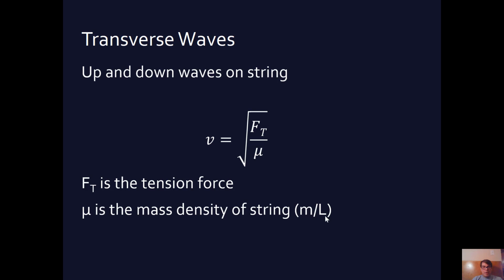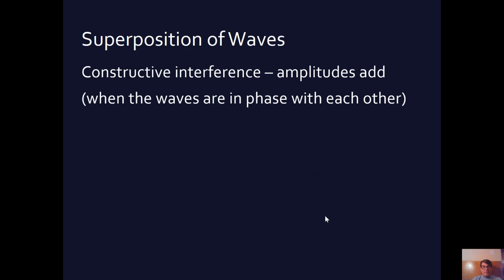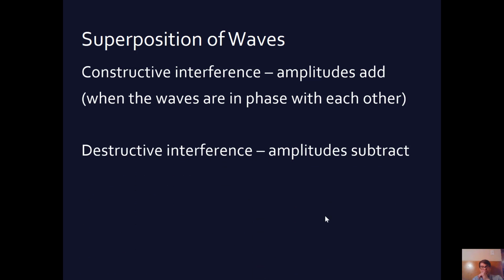Okay, so superposition of waves. Constructive interference is where the amplitudes add, when the waves are in phase with each other. But destructive interference is when the waves are not in phase with each other and the amplitudes subtract from each other. So you can go point by point on the two waves. Let's say two waves run into each other. You can go bit by bit, and where they're the same, it gets bigger, and where they're opposite, they get smaller, and so forth.